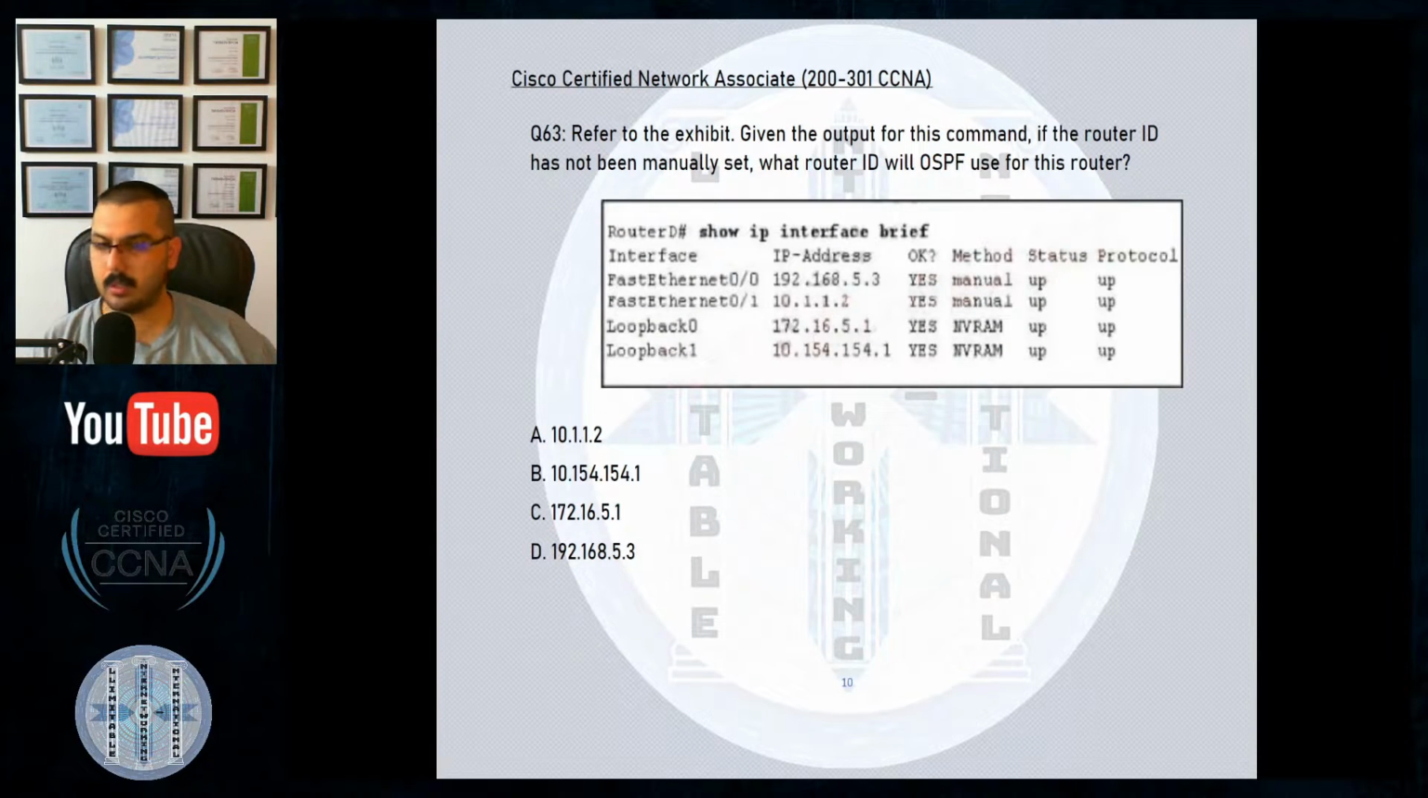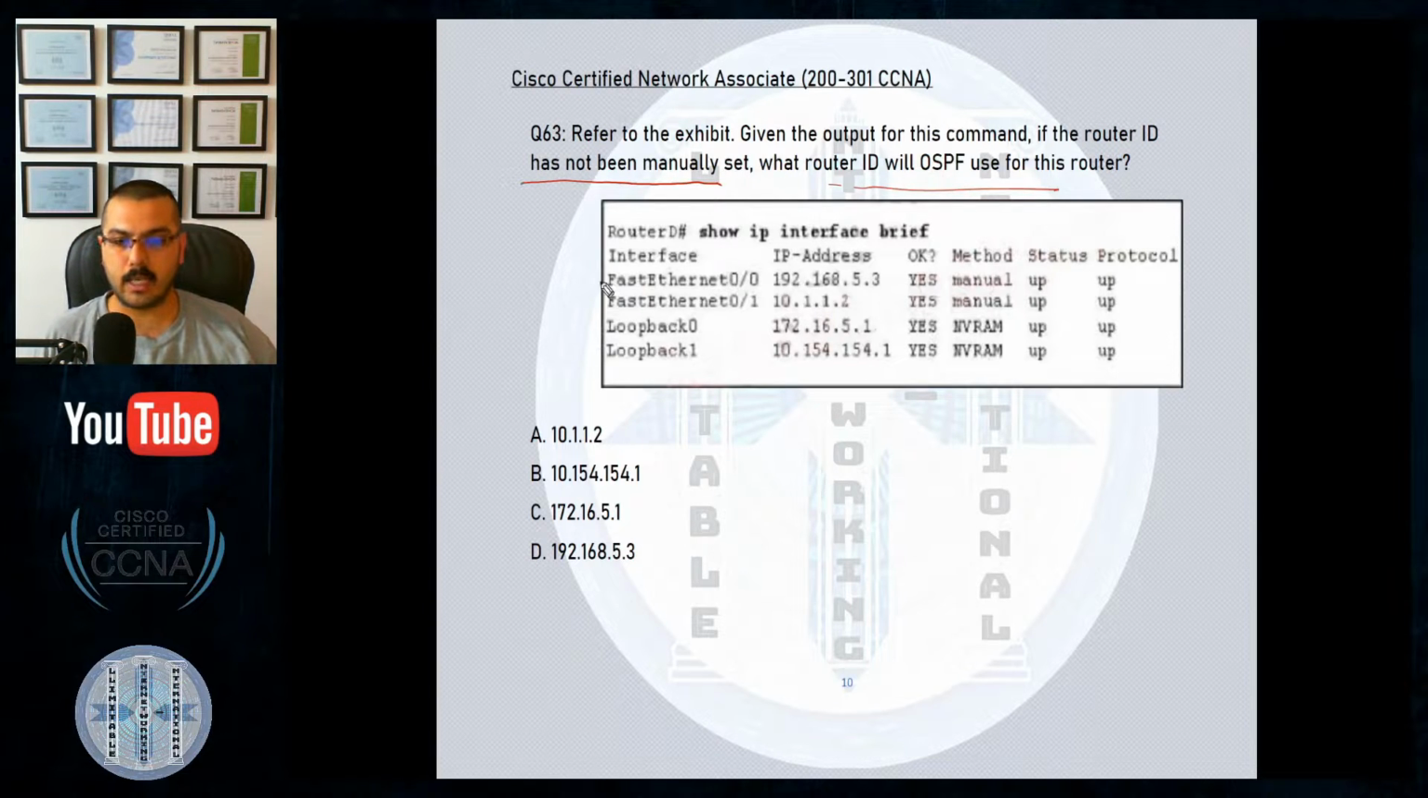Question number 63. Given the output of the command show IP interface brief, if the router ID has not been set manually, what will be the router ID? Three rules for the OSPF router ID. Number one, a manually specified router ID, which is not the case here because it's not set. Number two, the highest configured loopback address. Number three, in the absence of loopback addresses, the highest configured interface IP address.